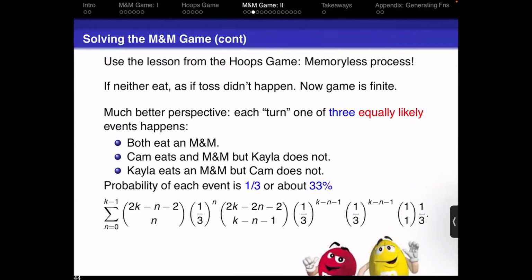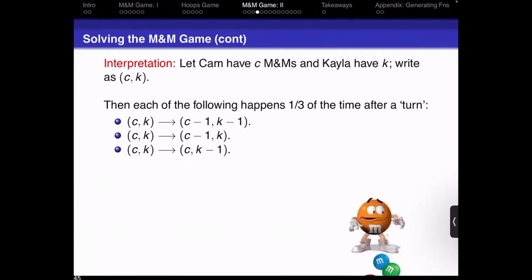If you see this formula, you can be happy that it's finite, but this is not a particularly pleasant formula to work with if k is large. I'm just trying to ask you, what does this look like for large k? Can you see asymptotic behavior? It's not so easy. So let's try to look at other ways of solving this game.